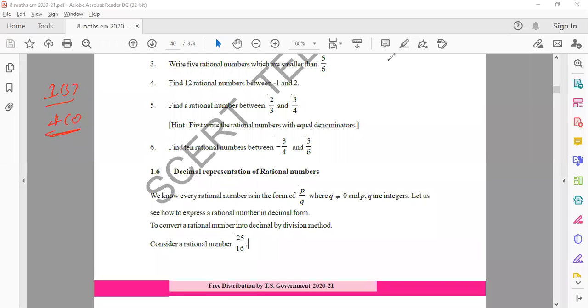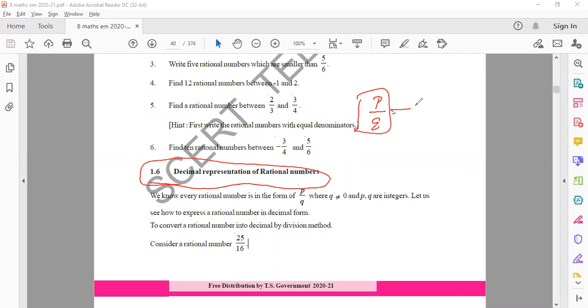Before going to the next exercise, we have to see the concept of decimal number representation of rational numbers. A rational number is in the form of P by Q. For decimal numbers, when you divide the numerator by the denominator, the answer comes in decimal form, something like 0.125. So how do you convert rational numbers into decimal numbers? That is what we are going to see now.